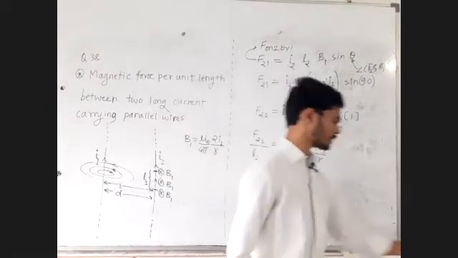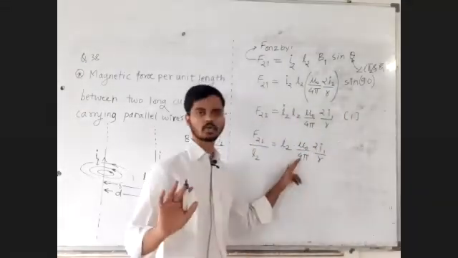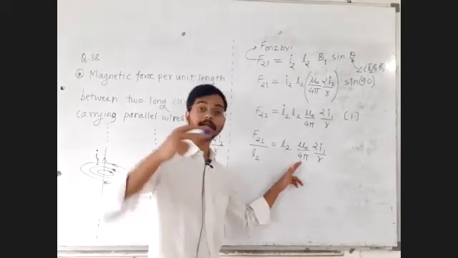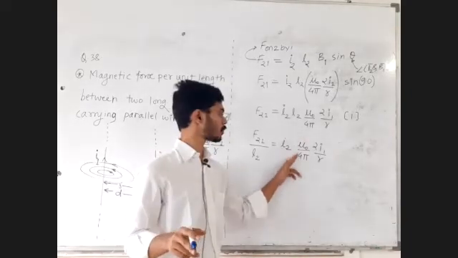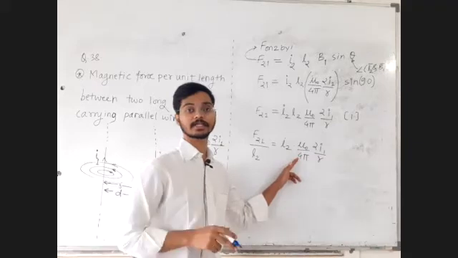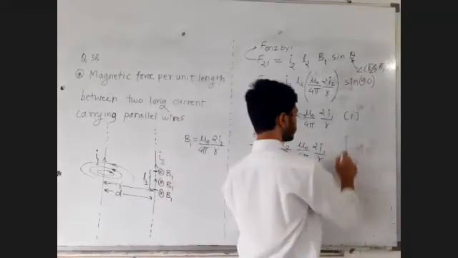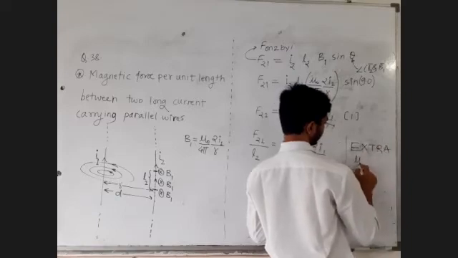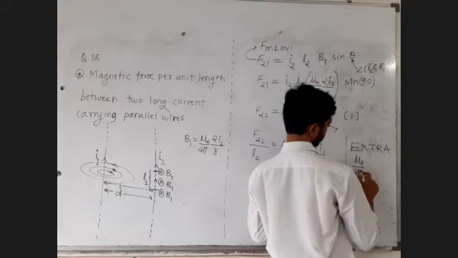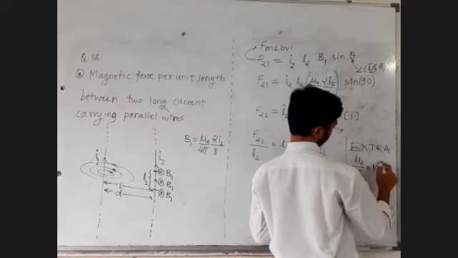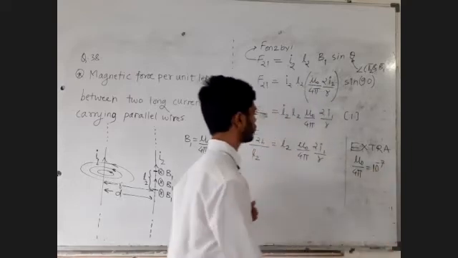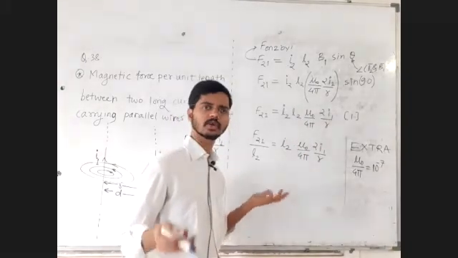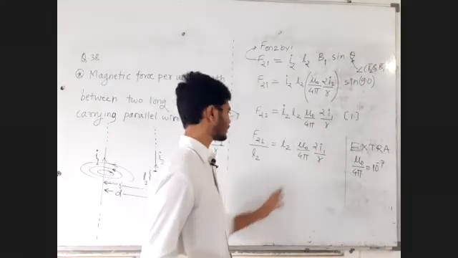Now don't say, sir, cancel this 2 and 4. No. We generally do not cancel this mu 0 upon 4 pi because if in case you need to do exact calculation, mu 0 upon 4 pi can be directly replaced as 10 raised to minus 7. That you already know. If you are asked only the formula in the option, फॉर्म्युलाच विचारलाय, then 2 आणि 4 कॅन्सल करा आणि एक्झॅक्ट फॉर्म्युला द्या.